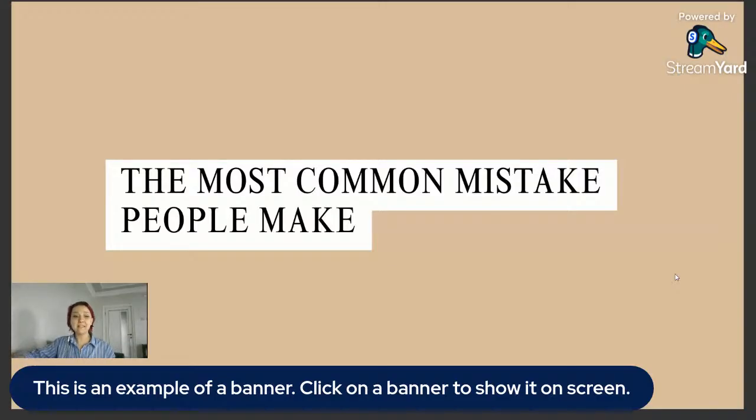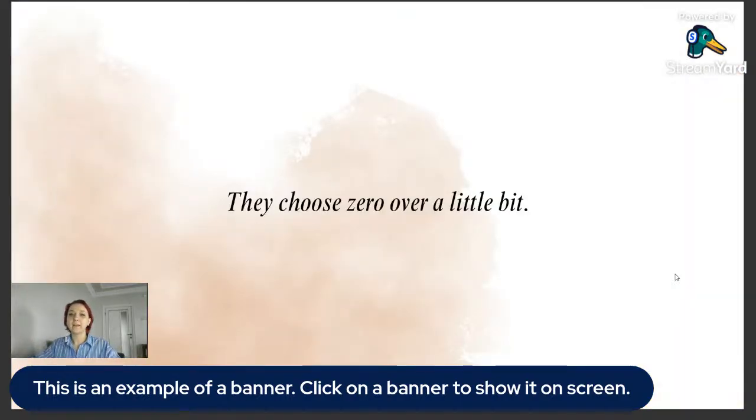So, the most common mistake that people make: they choose 0 over a little bit. I hope you got some insight right now because this is big. People choose 0, nothing, no, nada, over a little bit. It's not like they don't have 5 minutes a day. They do. But in their brain, it's programmed that it's not going to work. So we prefer to do nothing instead of trying.